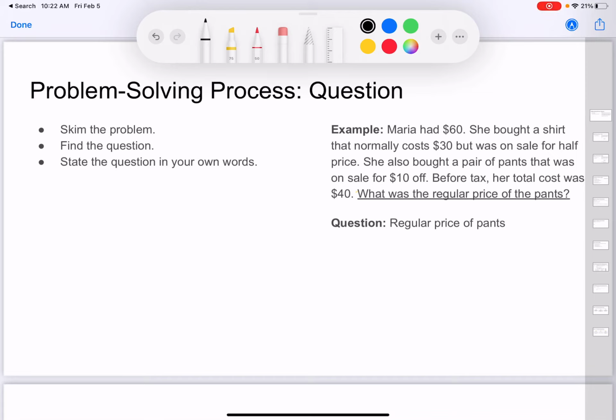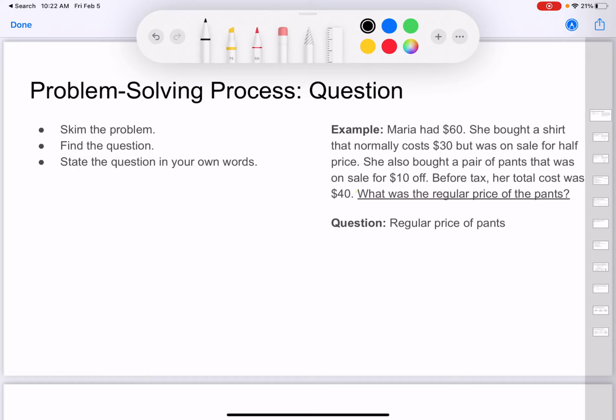Today we're going to review the problem-solving process. Let's go ahead and begin. So the first thing whenever you get a word problem is to go ahead and look at the question. You want to skim the problem, find the question, and then restate the question in your own words.